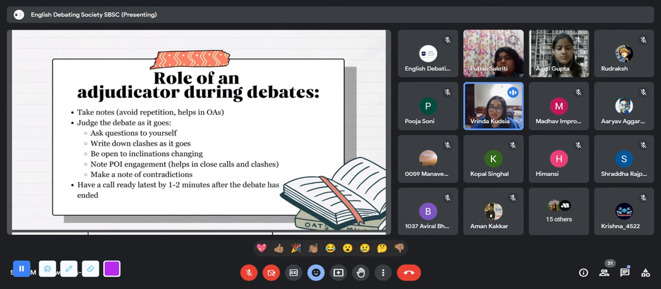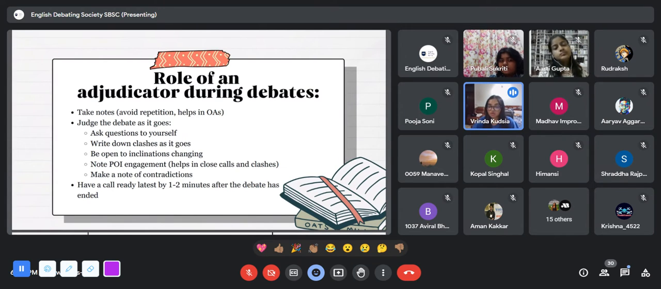Second is judge the debate as it goes. So there are a couple of things on this. First, even when speakers are going ahead and saying things, ask questions to yourself. So if they've tried to mechanize an impact, question yourself: is this mechanization or analysis sufficient to prove this? Is this even likely? Continuously keep on questioning whatever they are saying, because your role as a judge is also to make judgment calls within the debate. You're not just writing things down.